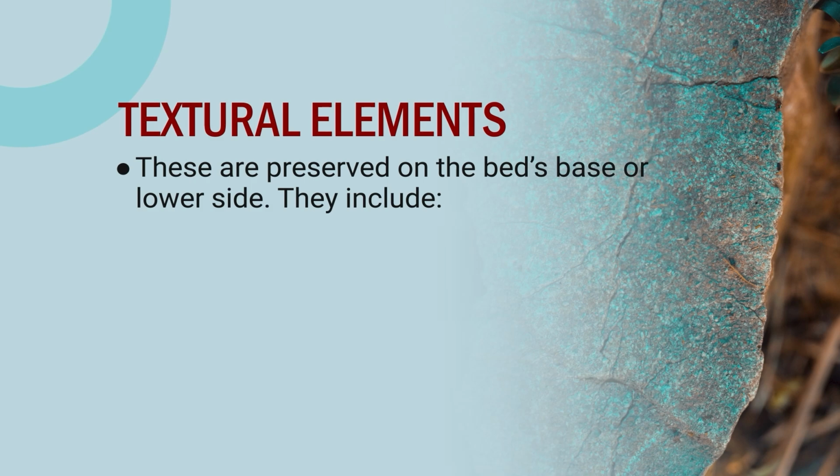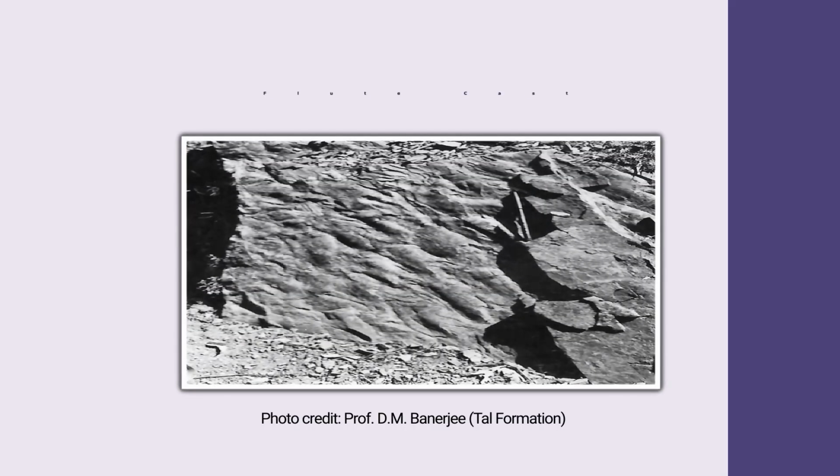Because they are formed on the lower side, and when you study it on the surface, it is the reverse of the original position. Therefore, they are called casts: the flute cast, groove cast, load cast. An example here for a flute cast. This is in the Himalayas, and you can see there is a movement from right to left, and the flute cast is named after flutes like that.